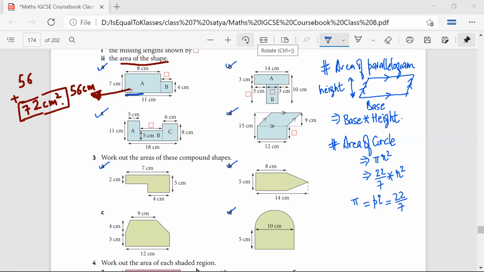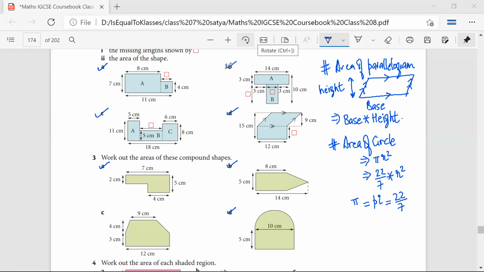So this would be 11 minus 8, which is 3. So this is not a square, but it is also a rectangle. So this would be 12 centimeter square. And we'll be adding 12 to 8 7 the 56, and this would be 68 centimeter square. So Sarthak, now is it okay? Yes, sir. Great, sir.